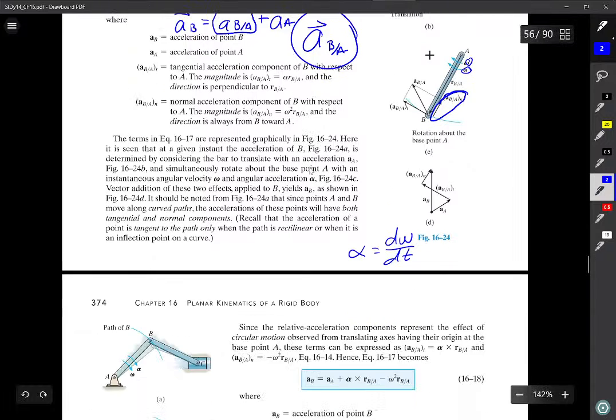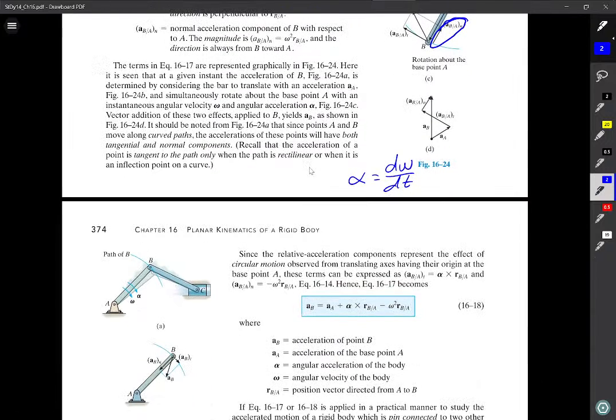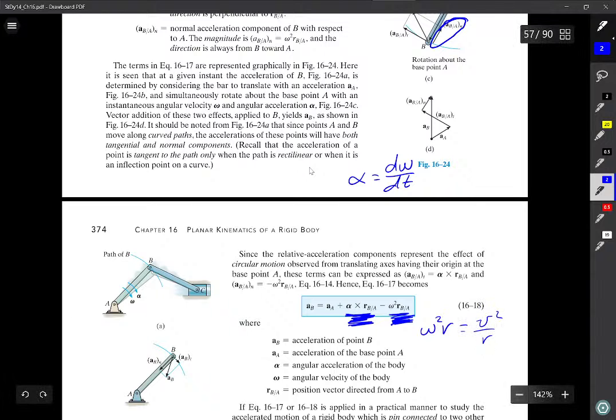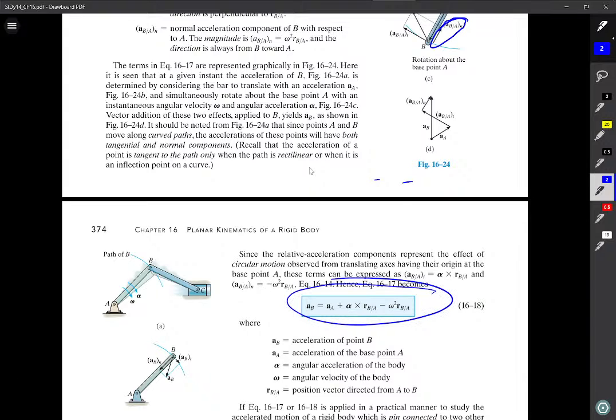You have two terms. As you go through this, you find out these two terms look very much like this. Here's the one term, and this term is the centrifugal term, omega squared r. Now, if you think about it, you can get that out of that, and I talk about that in the lectures.